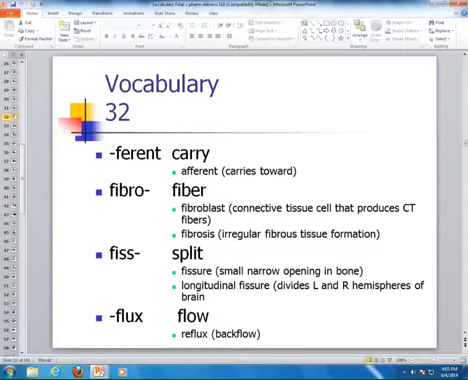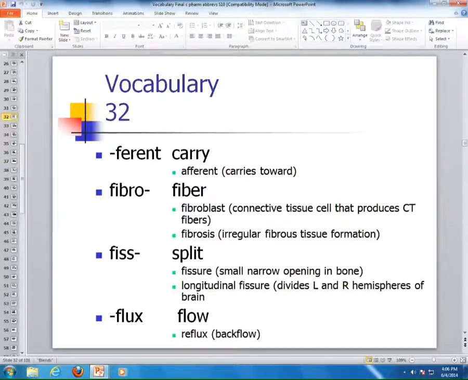Fer, to carry. Efferent, afferent. We'll see those words later on. We saw that af meant toward, ef meant away. So efferent or afferent, something's being carried away or being carried toward. Fibro, fibers. What cells make those fibers? We've seen these cells in lab. Fibroblasts. So the fibroblasts were the cells that were forming or making the fibers.